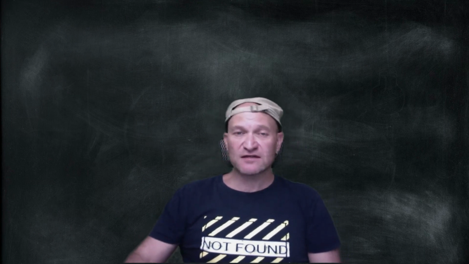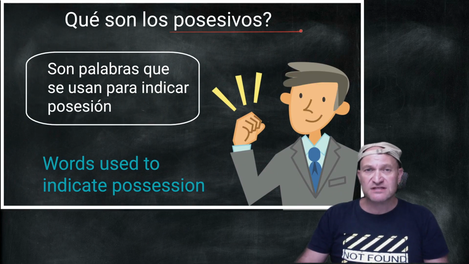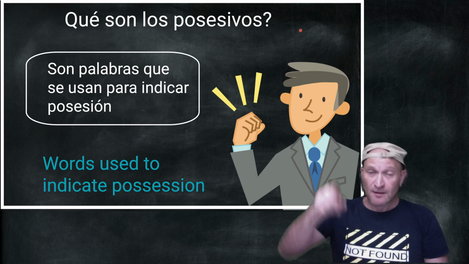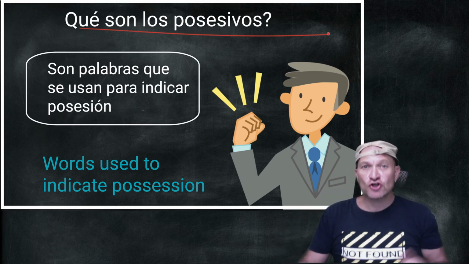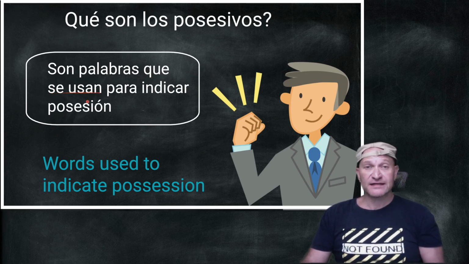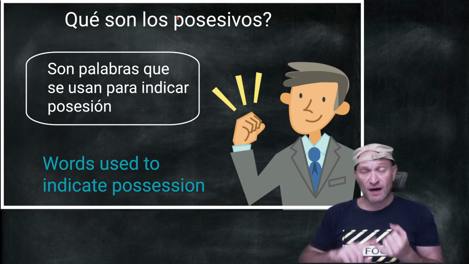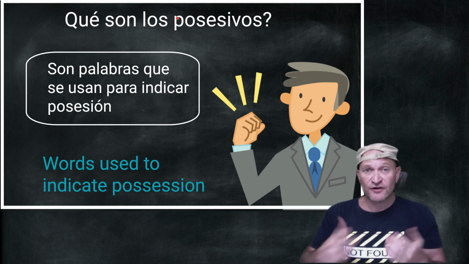Today we have a very good lesson, a very simple one, and we are going to speak about the possessives in Spanish. Are you ready? Vamos a por ello. But what are possessives? ¿Qué son los posesivos? Los posesivos son palabras que se usan para indicar posesión. They are words used to indicate possessions. My, your, his, her, its, our, your, and their.